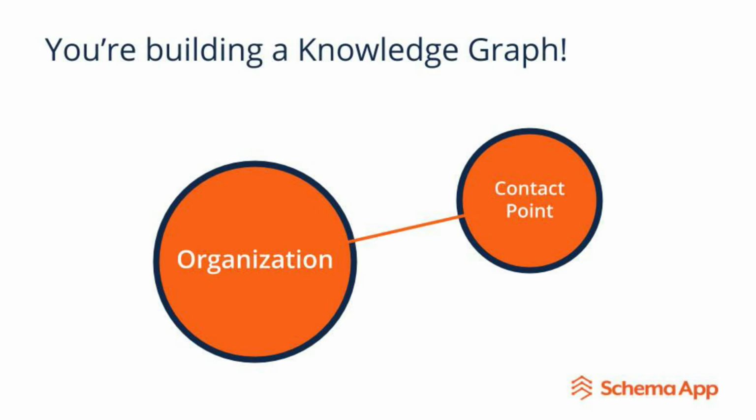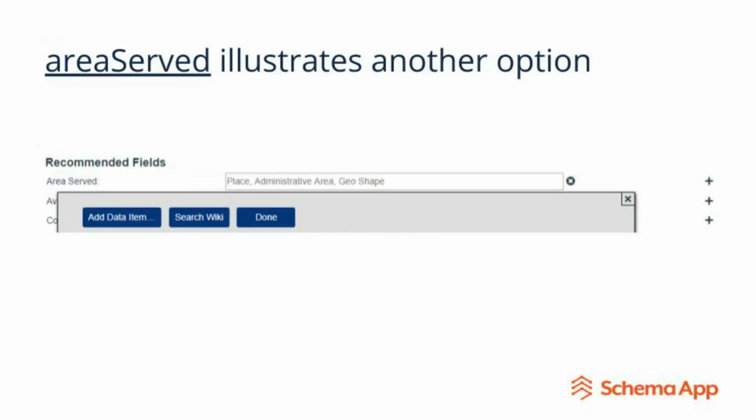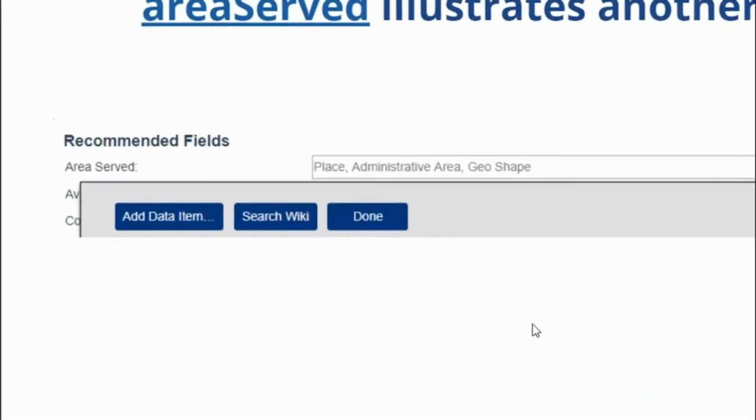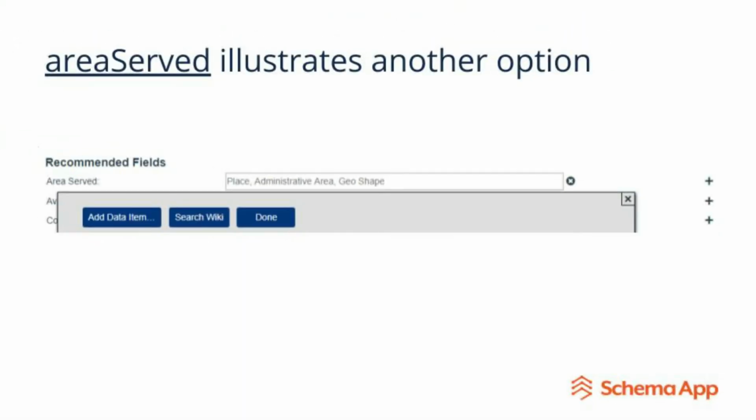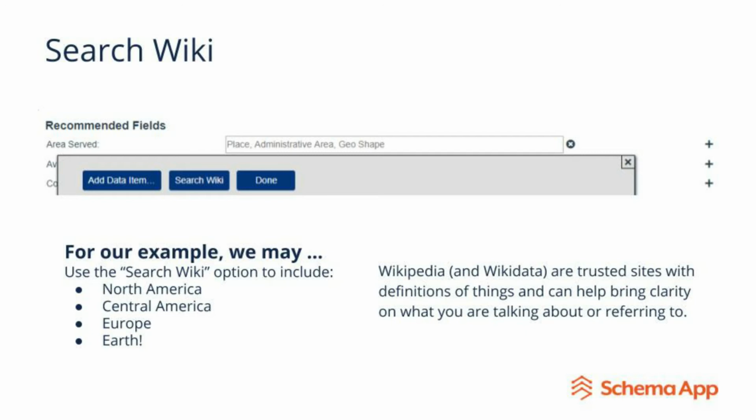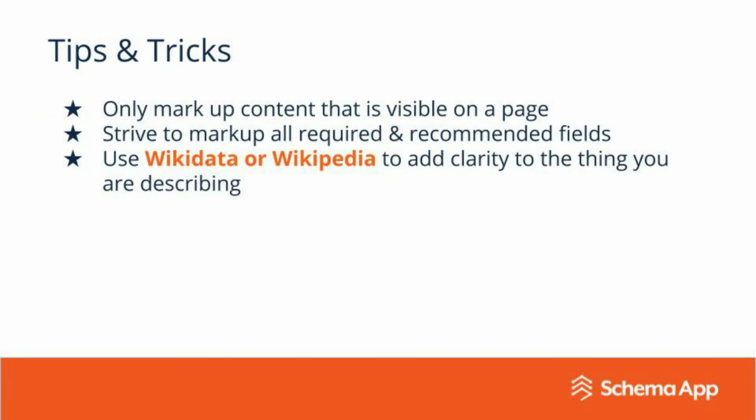Connected schema markup is the foundation of the semantic web. Let's dig a little deeper. Your contact point has a property called area served. You have several options for marking up area served. You could create a new data item using one of the 3 proposed Schema.org types listed here, or you may prefer to use Wiki. Schema App actually services a lot of countries around the world, so it can be a little tricky narrowing in on a specific area served. If we wanted to make our services available to everyone, we could even choose the wiki description for Earth as our area served. So we recommend using Wikidata or Wikipedia to add clarity to the things that you're describing.